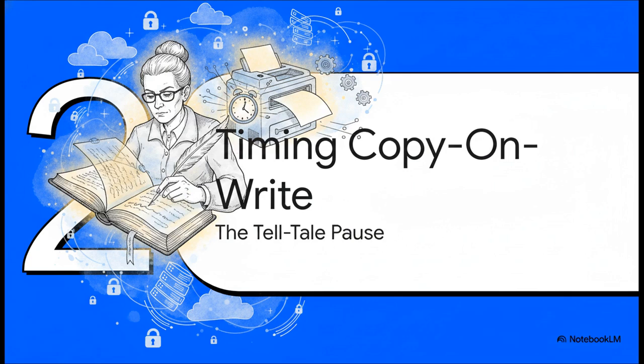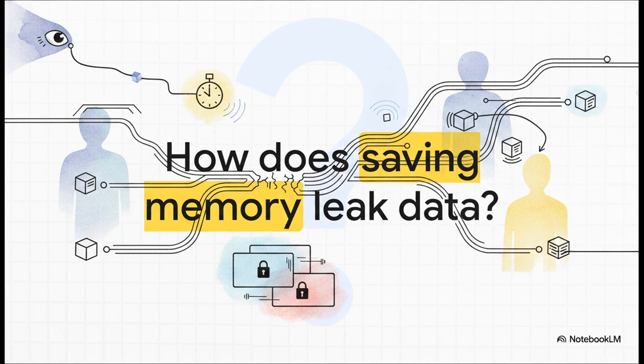Timing the copy on write. The telltale pause. So you might be wondering, how exactly does saving memory end up leaking data? Let's go back to our library analogy for a second. What happens when someone tries to write notes in the margins of their magical shared book? Because the physical book is shared with everyone else, the librarian has to jump in, stop them, make a real photocopy of that specific page, give it to them, and then let them write on that.